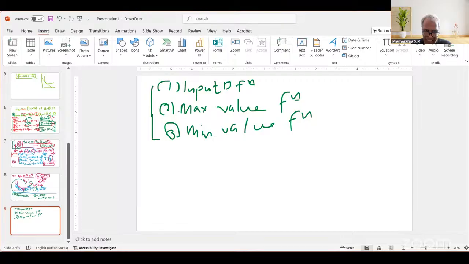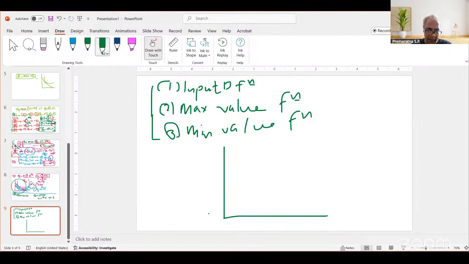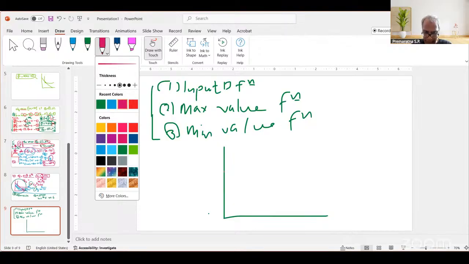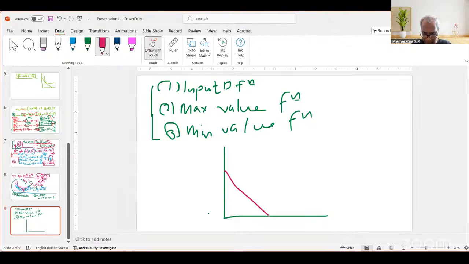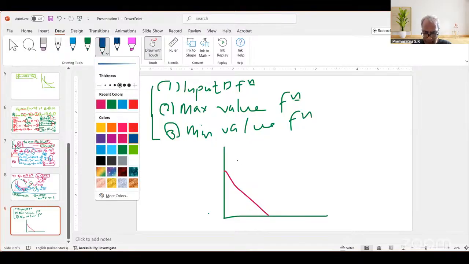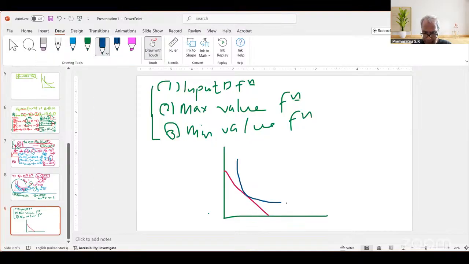What does this mean if I start the minimum value function? Now, producers, like we discussed the optimal point. For instance, let's say you have the budget line, and you have the isoquant curve. Point A is the optimal point.